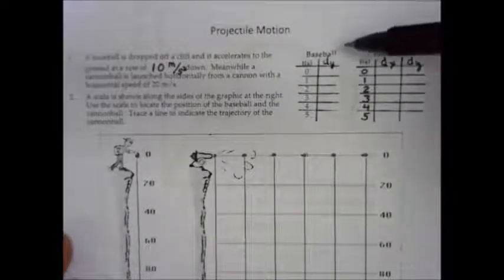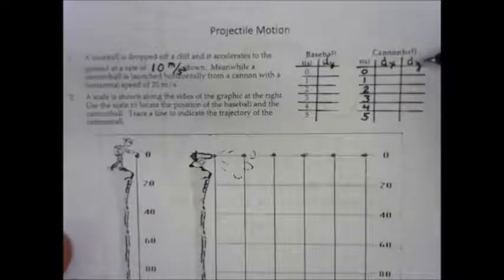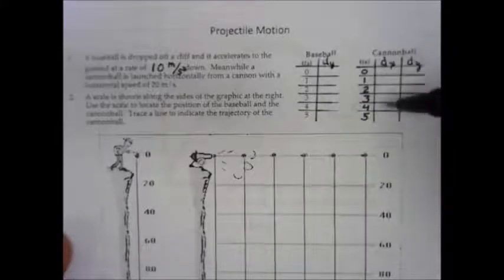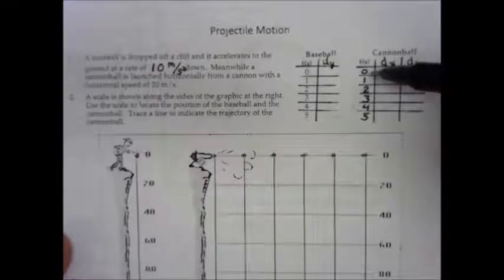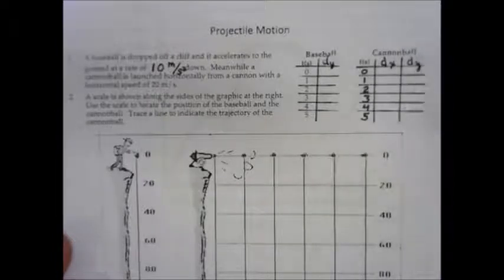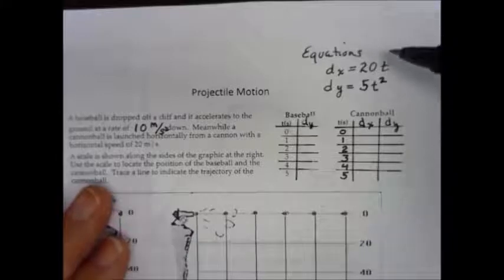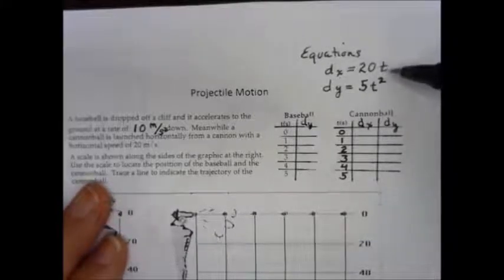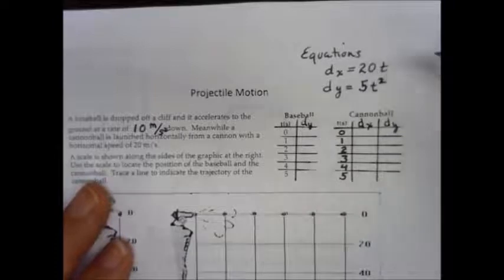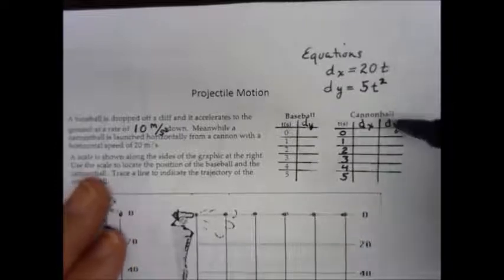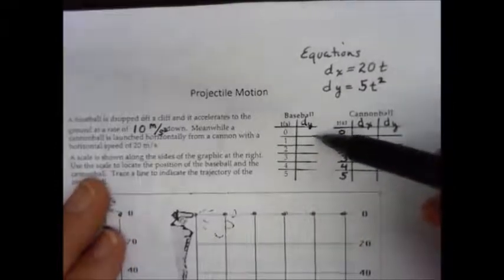And then since I wrote my equation of motion in terms of dx and dy, I changed the variable names on my data tables. I added some grid lines for the table, and added the time in seconds in this column here. What I've done next is to write my equations up here above my data table. dx is equal to 20t and dy is equal to 5t squared. And now I have everything that I need in order to start completing the data table.